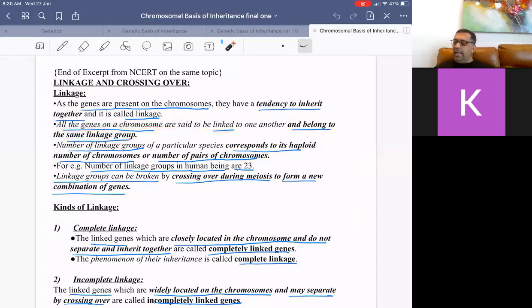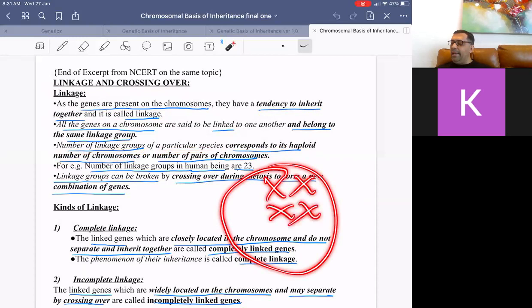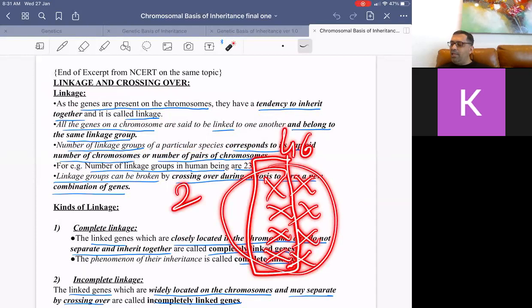And the number of linkage groups corresponds to the haploid number of chromosomes, or the number of pairs of chromosomes. The total number of linkage groups of a particular species corresponds to its haploid number. So in humans we have 23 pairs of chromosomes, 46 chromosomes. So hamara haploid number kya ho gaya? Haploid number is 23. So we have 23 maternal and 23 paternal chromosomes.